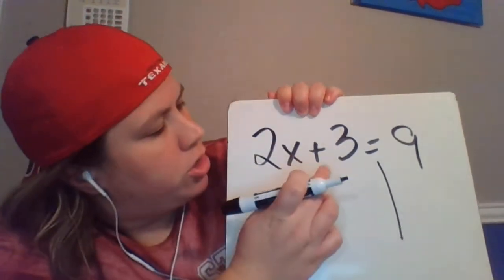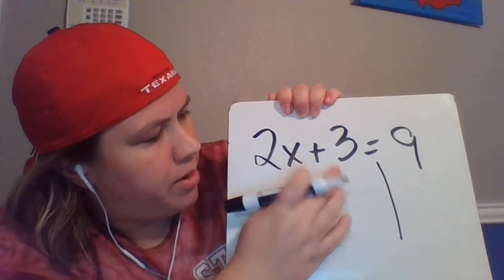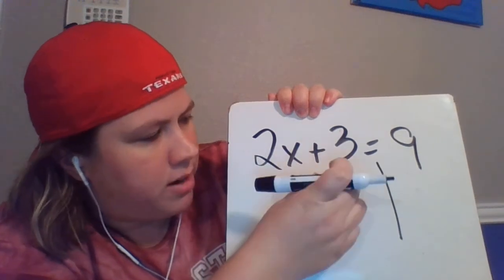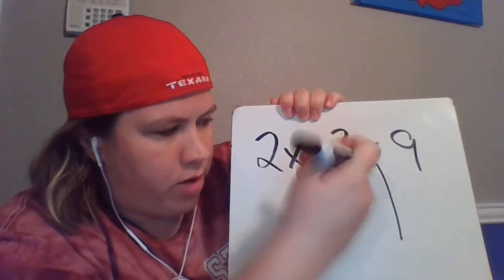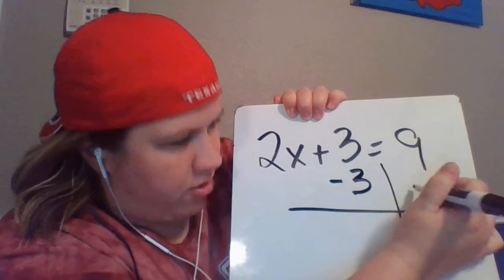Okay. All right. So if I have 2x plus 3, I'm going to get rid of this 3 first. But if you notice, right now it's an adding sign. So the inverse of a positive is a negative. So I'm going to get rid of 3 from this side. But whatever I do to one side, hopefully you said it, I have to do to the other side.